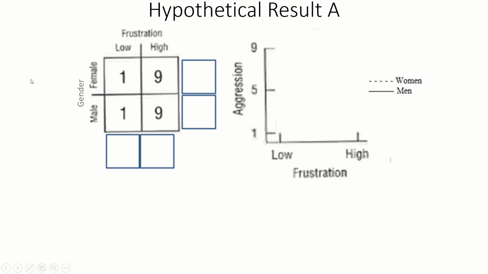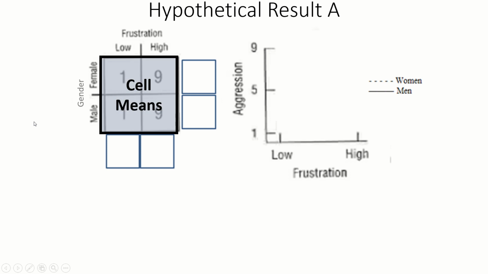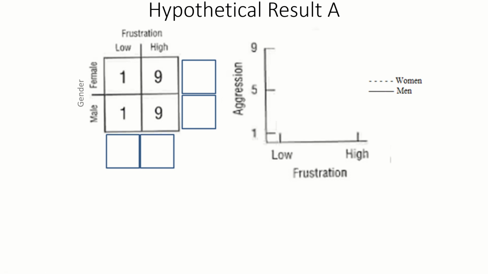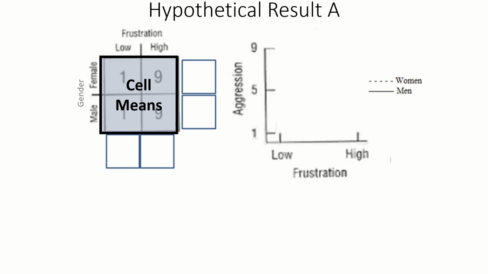But anyways, the first thing I want to point out here is the cell means, right? Here we have the cell means, or the mean aggression scores, for the four independent groups, right? Because we have four independent groups. We have women under low frustration, women under high frustration, and then men under low frustration, and then men under high frustration. So as you can see, under low frustration, women have an aggression score of 1. And under high frustration, women have a score of 9. And then under low frustration, men have a score of 1. And under high frustration, a score of 9. So these are our cell means.